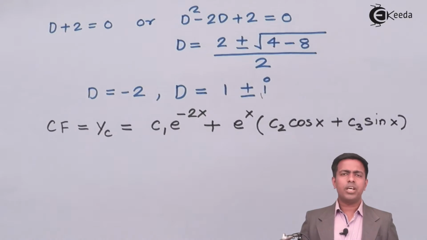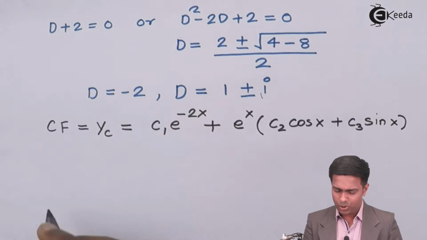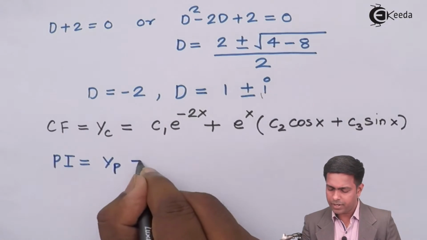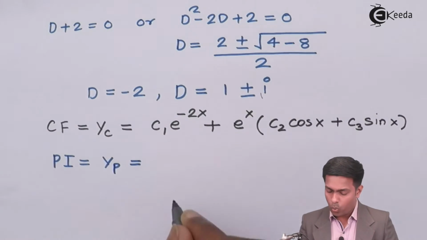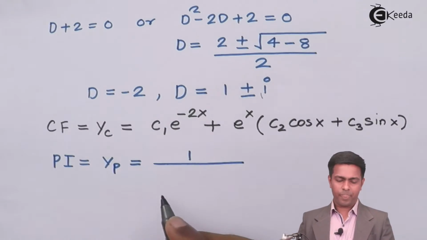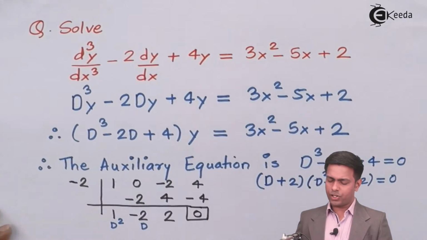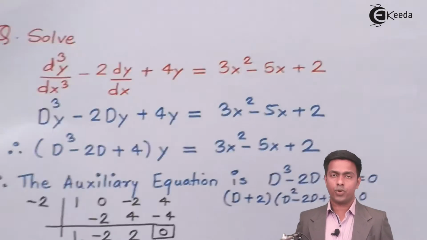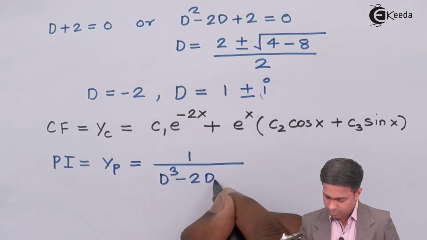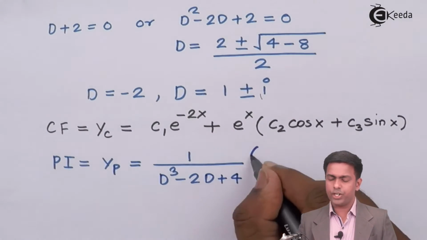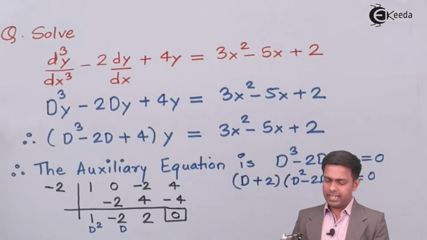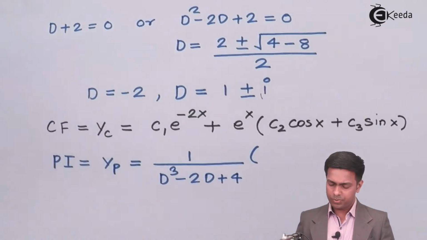Now let's find out the particular integral. So the particular integral, which is yp, is given by the formula 1 upon function of D. Now here the function of D is D cube minus 2D plus 4. So here I'll write it into the right hand side. So the right hand side is 3x square minus 5x plus 2.